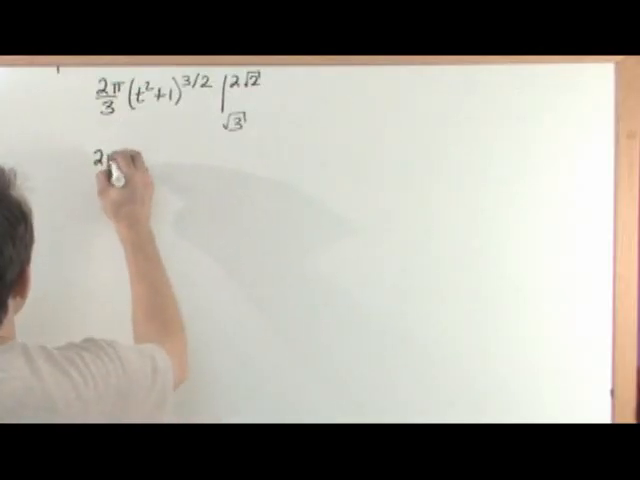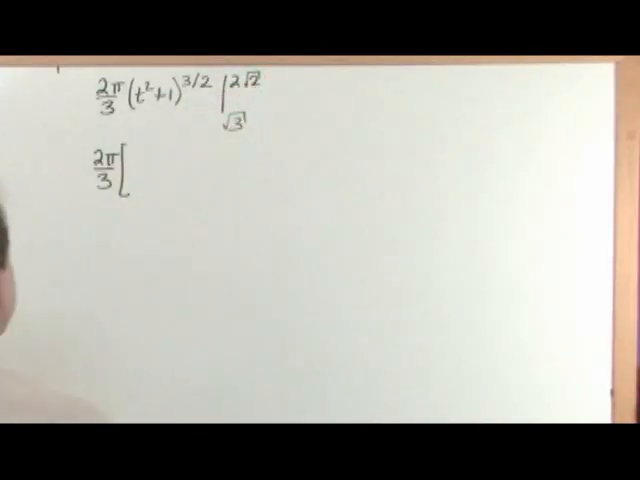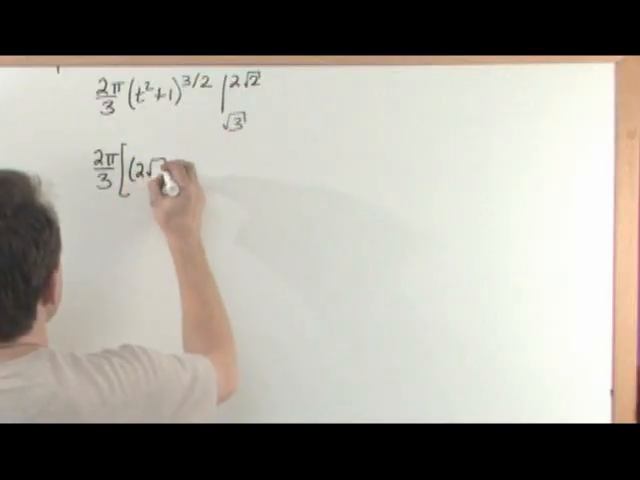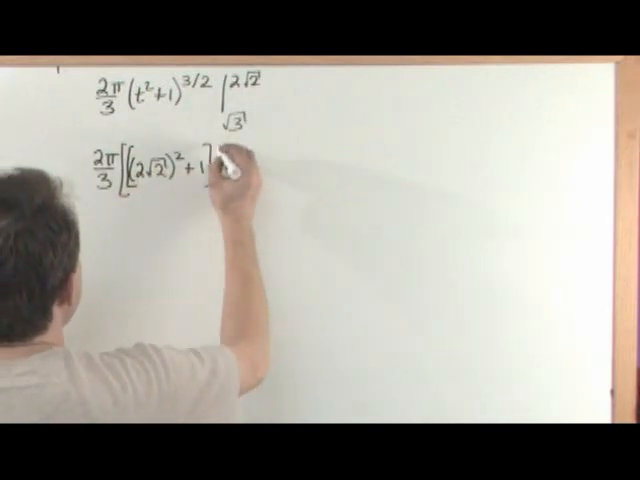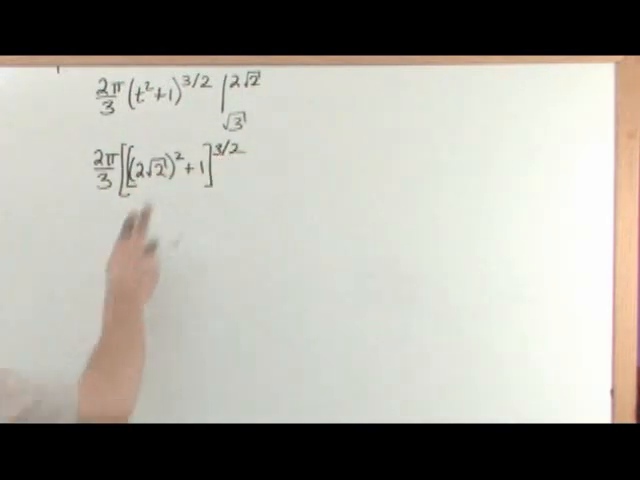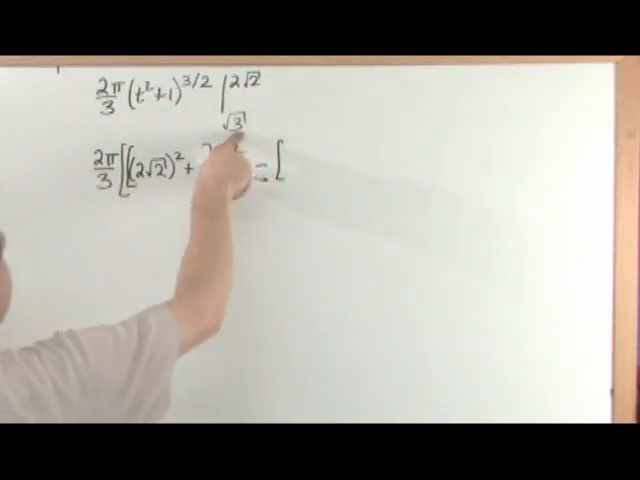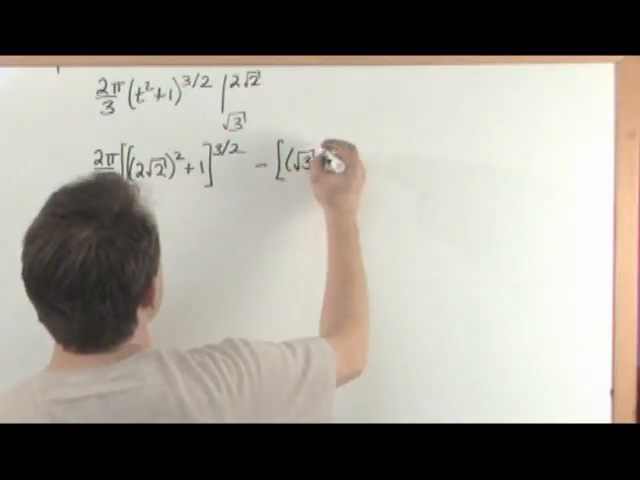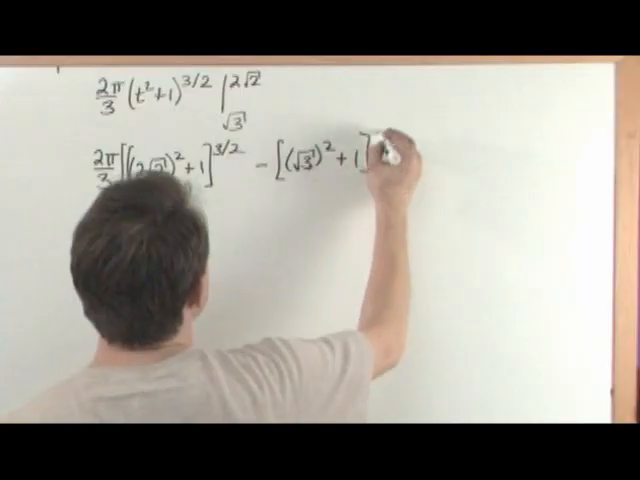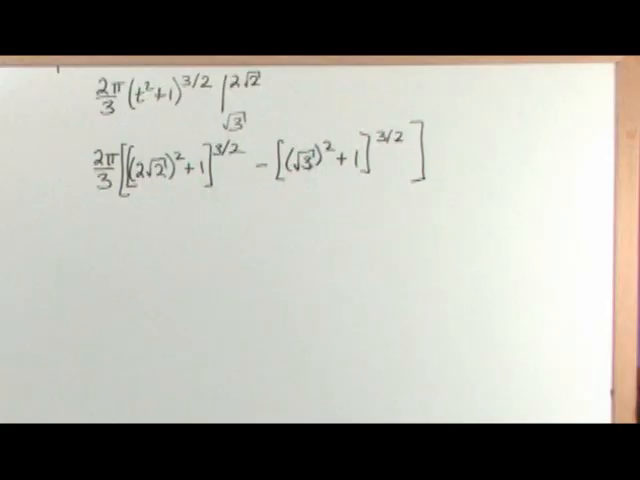We're going to have 2 pi over 3, and we're going to evaluate this from the top limit to the bottom limit. So what you're going to have here is 2 times the square root of 2, squared, plus 1, and you're going to have this to the 3 halves power. Notice I just took this, put it into the t squared plus 1, and then I had to raise the whole thing to the 3 halves power, minus, now let's do this one. I'm going to have square root of 3 squared plus 1 to the 3 halves. Okay. So I just plugged in the top and plugged in the bottom.